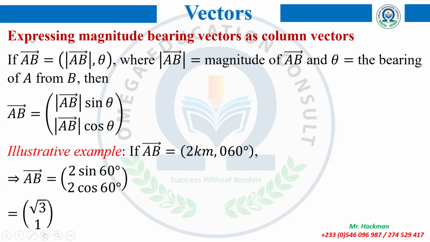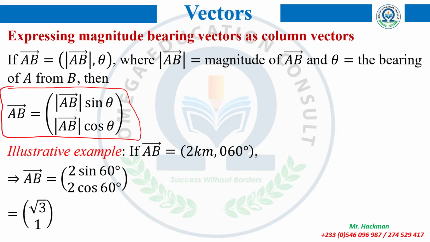So, expressing magnitude bearing vectors as column vectors. If a vector AB, which is this, is in the magnitude bearing form, then this is the magnitude of the vector AB, and theta is the bearing. If you want to move from the magnitude bearing to the column form, you use this formula. This is just a formula that you need to know, as simple as that. The relative math students, they know this. Core math students, you should know this as well.